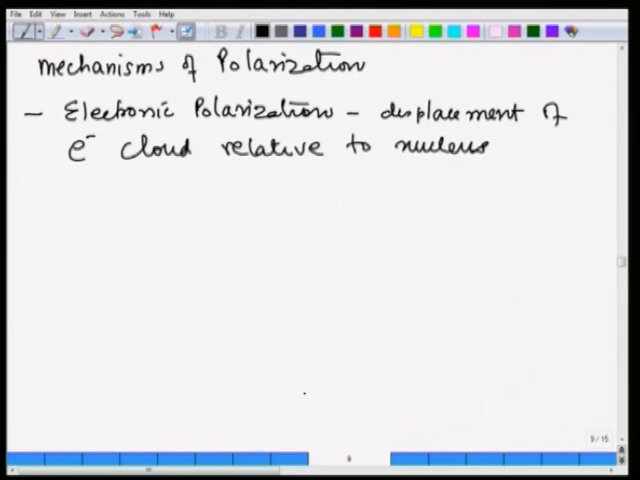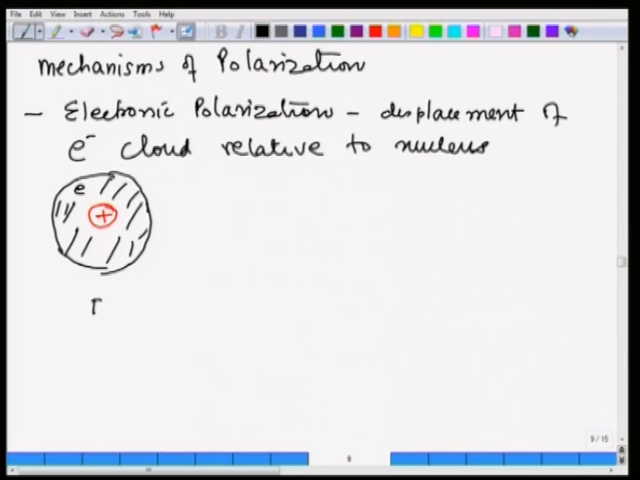Meaning thereby, let us look at something like this. Here is the center of positive charge, and let us say this is the electron cloud, this spherical form of electron cloud. This is the electron charges, and the electric field is 0. What happens if you apply an electric field? Let us say you apply an electric field in this direction. What will happen if that is the case?